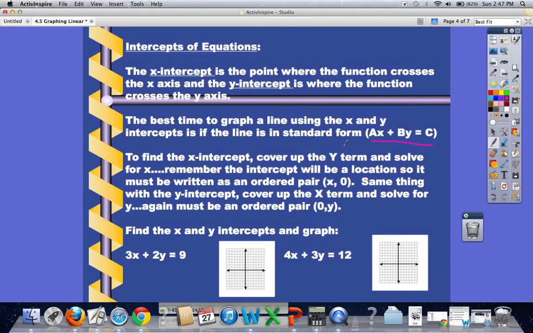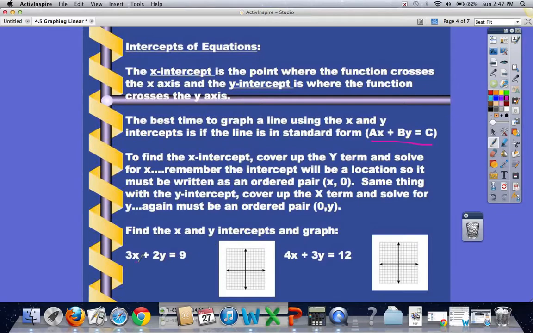Remember, the intercept will be a location, so you must be writing it as an ordered pair. So you have an x value, whatever you find, and then 0. Same thing with the y-intercept. You cover up the x and solve for y. Again, you have to have an ordered pair as your answer. So this time it'll be 0, and then your y term you find. So watch what we do with these.